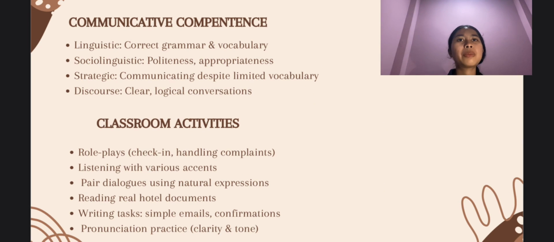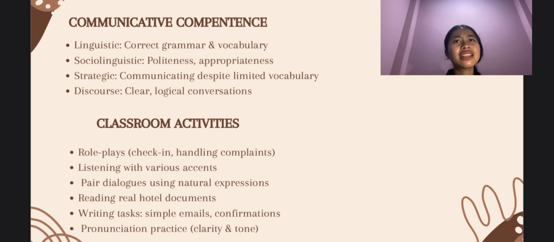All activities will support communicative competence, meaning learners will develop the ability to use language appropriately in real situations, not just know grammar rules. This includes linguistic competence, using correct grammar and vocabulary, sociolinguistic competence, using polite and appropriate language for guests, strategic competence, finding ways to express ideas even when vocabulary is limited. And last, discourse competence, using clear and logical flow in conversation.